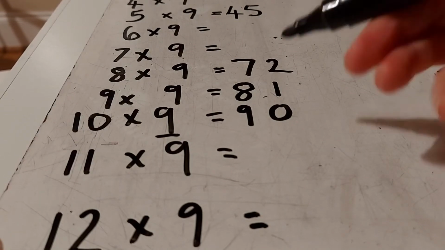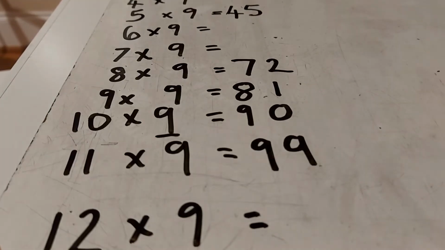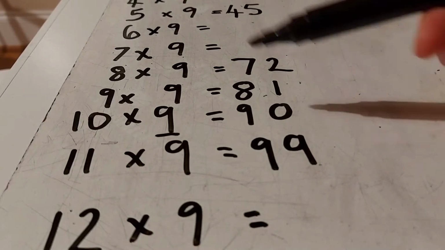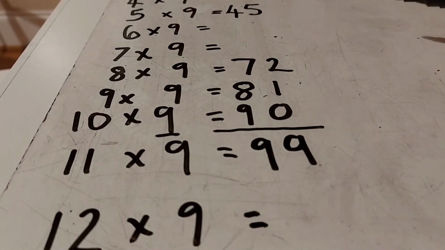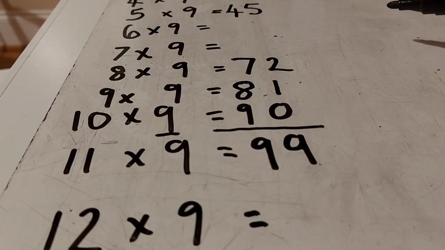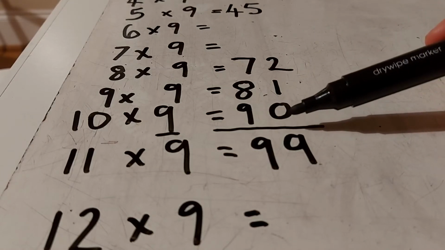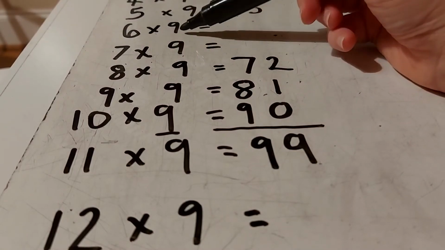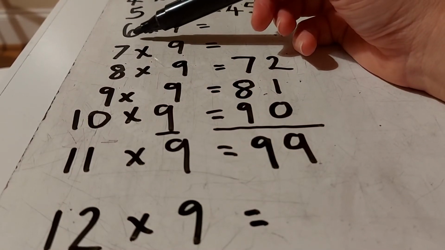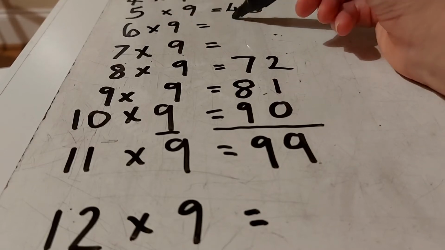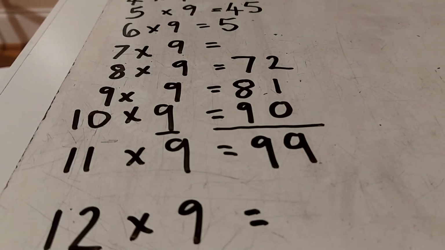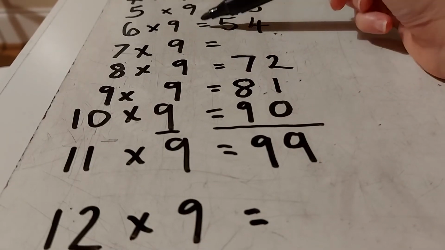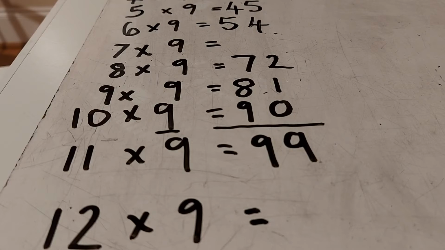11 times 9. This is where the pattern ends, okay? The answer to 11 times 9 is 99. So you can use the strategy that I just taught you up until 10 times 9. I'll remind you what that strategy is. If we go back up to 6 times 9, you go to the number that you're multiplying by 9, you take away 1, in this case 5, and then you think about what do you add to 5 to make 9, and the answer is 4. So 6 times 9 equals 54, okay?